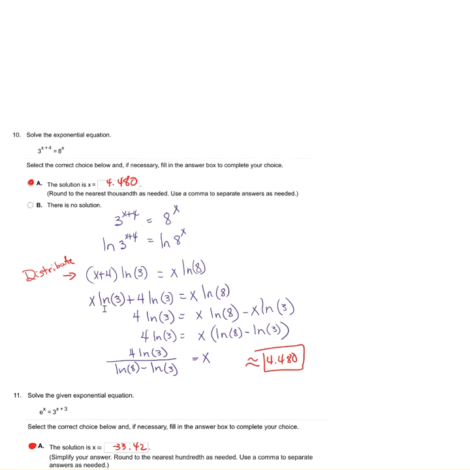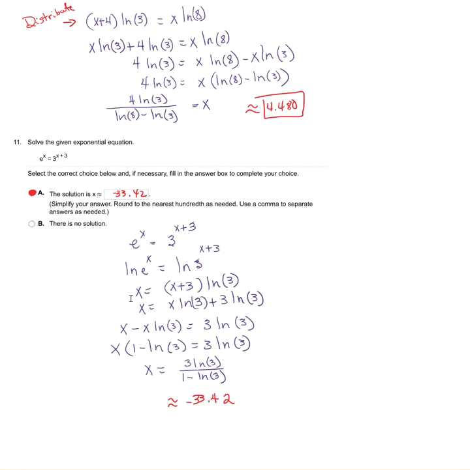I'm going to subtract this on both sides, so it goes over here, it's gone here. I'm going to factor out x, which leaves me ln 8 minus ln 3. I'm going to divide by that whole thing so that this is my final answer. If you do it in the calculator, you get 4.480.